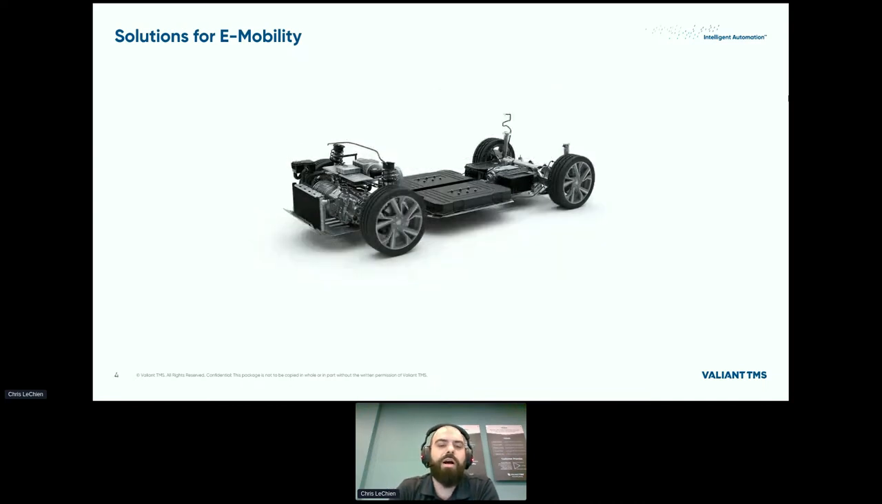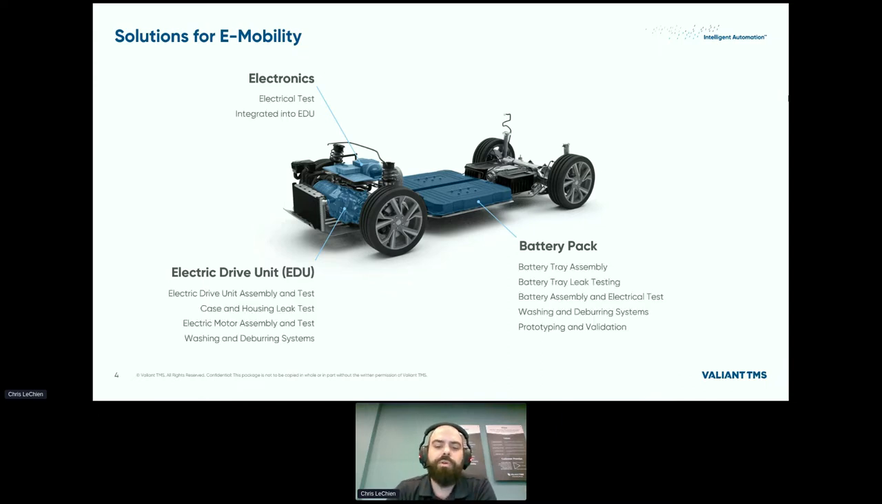But specifically what we're talking about when we talk about e-mobility and EVs, it breaks down into three categories. You have the electronics, those are the battery charging systems and inverter modules. You have the actual battery pack containing all the lithium-ion cells, and then you have the actual electric drive units and motors. And within those, there are a number of different subcomponents. And it seems the trend recently is that the electronics are actually getting integrated right into the EDU itself.